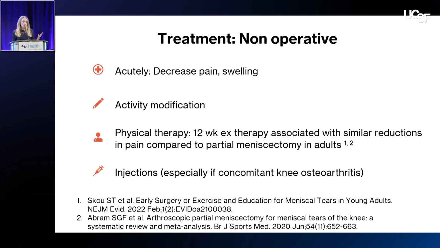The vast majority of patients with meniscal tears benefit from non-operative treatment. So, of course, acutely calming down the pain and swelling, modifying activity, and then there's really a big body of literature now showing that physical therapy benefits patients as much as arthroscopy for meniscus tears. Typically, this is a 12-week physical therapy program that's quite intensive, and I'll talk about a few of these protocols. But again, similar reductions in pain compared to partial meniscectomy in adults. And then sometimes injections, particularly if there's concomitant knee arthritis.